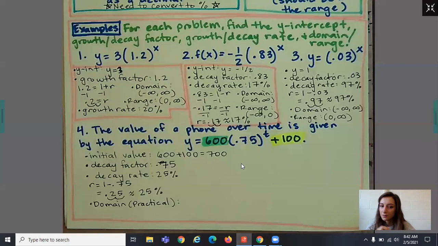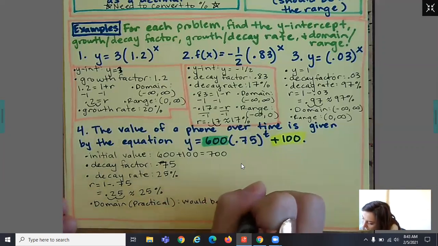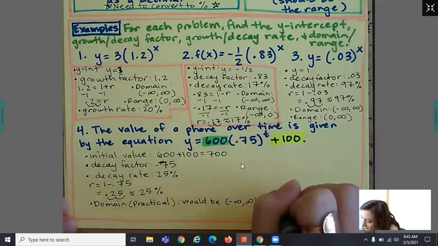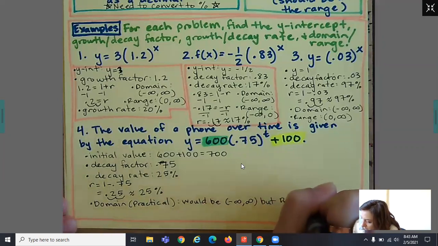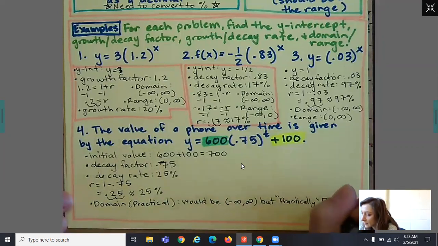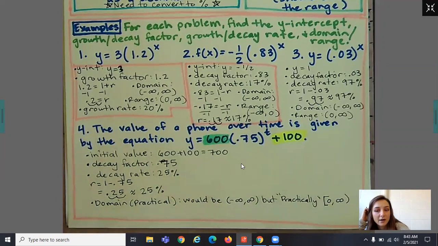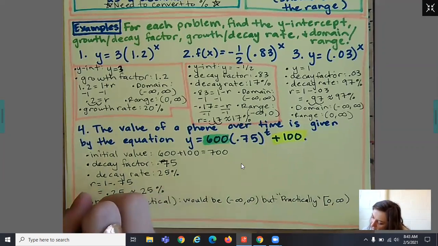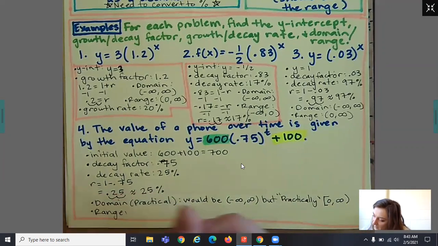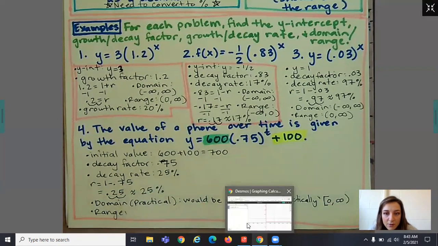So let's just make a note of this, that it would be negative infinity to positive infinity, but practically, so in the real world, we're looking at starting at time 0, and then going to infinity in time. So how long is it going to last? Forever. Okay, and then the range, we are going to be using this number on the end, so that plus 100 is going to be important. So let's go look and see how we're going to use it.